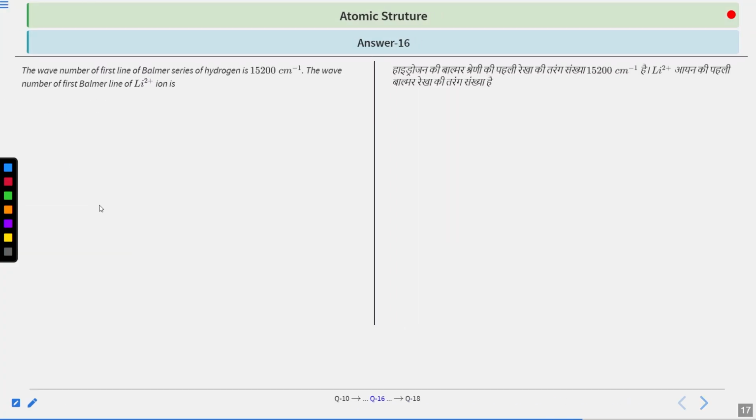Okay, now let us see the solution. The question says that the wave number for the first line of the Balmer series is given as 15,200 centimeter inverse. What we have to find is the wave number for the first line of the lithium 2 plus ion. The correct answer is 1,36,800 centimeter inverse, which is option D.